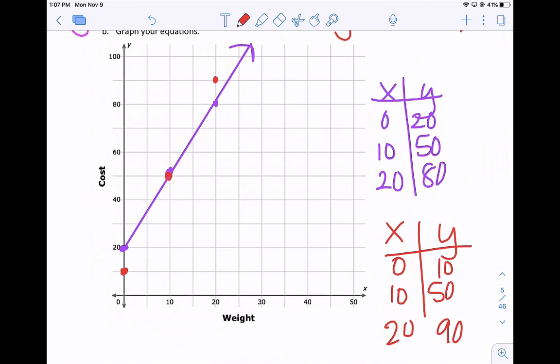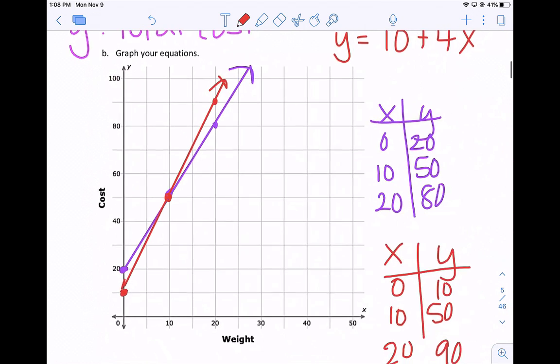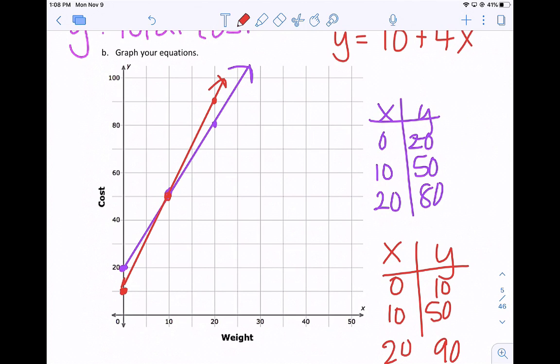So this one's cheaper until you hit, I'm trying to get my straight line tool here. It's not working. There we go. Pretend that connects it. All right, so if you take a look at it, the red line, the second courier, is cheaper until it hits 10 pounds, and then it becomes more expensive.